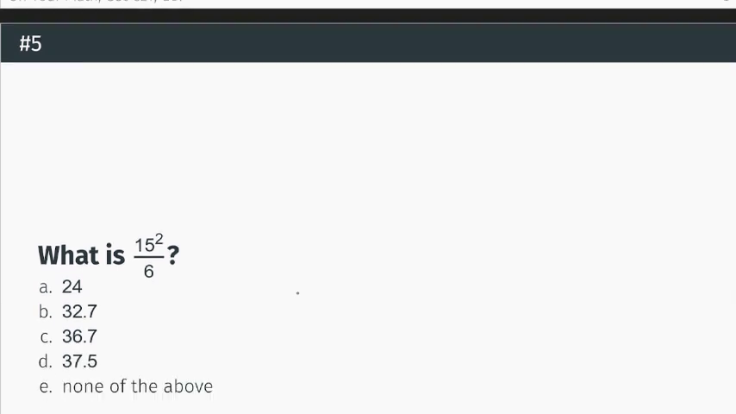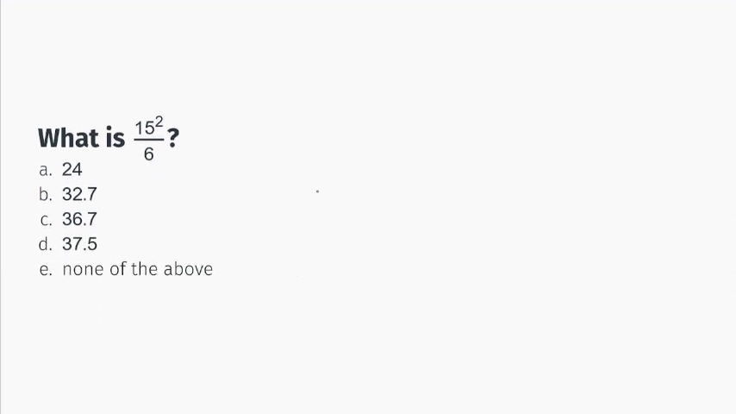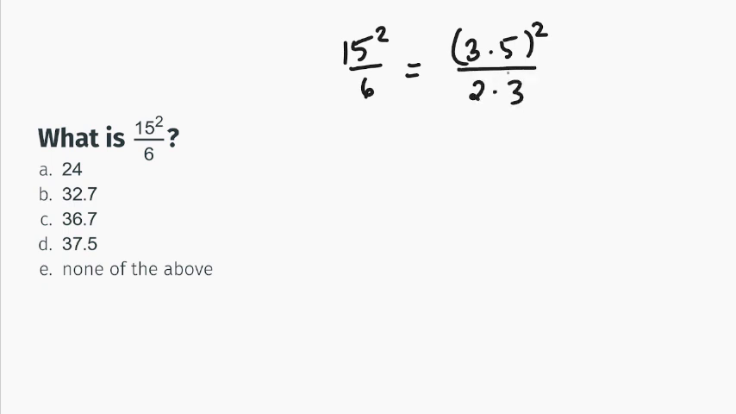Now let's move on to the number 5. So we wish to find what 15 squared over 6 is. So let's recall that 15 is equal to 3 times 5. So this is squared. And 6 is 2 times 3. So by the property of exponents, it is equal to 3 squared times 5 squared. The denominator is still 2 times 3.